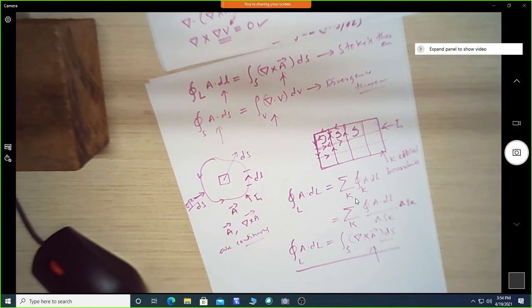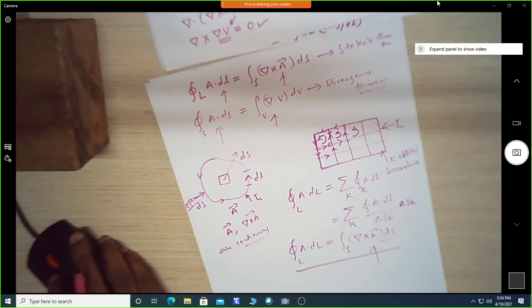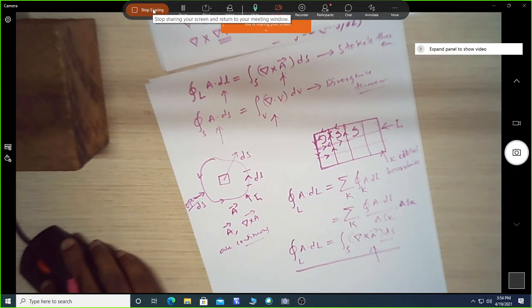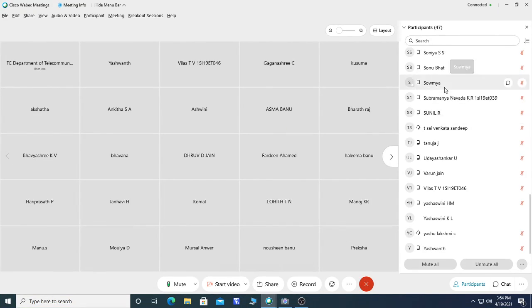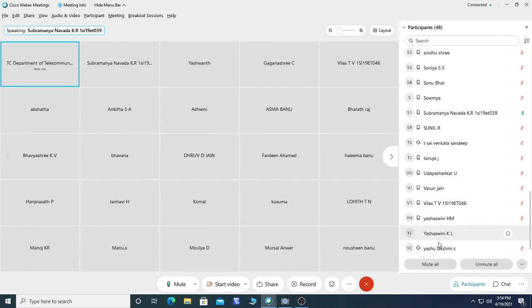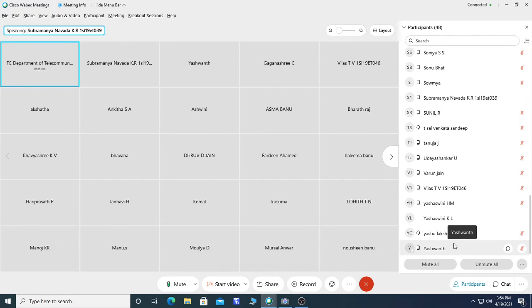Is it understood? Any doubt in this? Hello? Understood this one, Stokes theorem, or any doubt? Anybody, any doubt? Subramanya, understood? Sir. Yashwant? Yes, I got it. Hello? You have any doubt? No, sir.